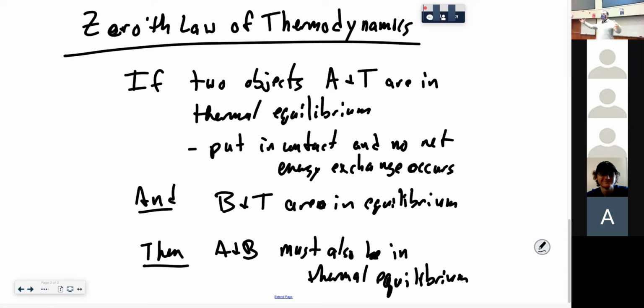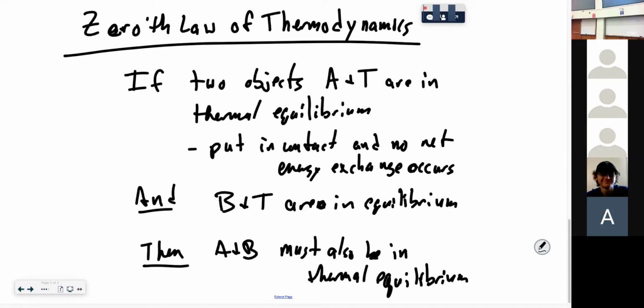So you can put those two water baths, or whatever substances they are, together. They don't even have to be water, and they will not exchange energy; there will be no net energy exchange between them either. Okay? This may seem obvious, which is why it took until the 1930s to actually write this down and realize that it was kind of important. But if there weren't such a thing as temperature, this wouldn't necessarily be the case.